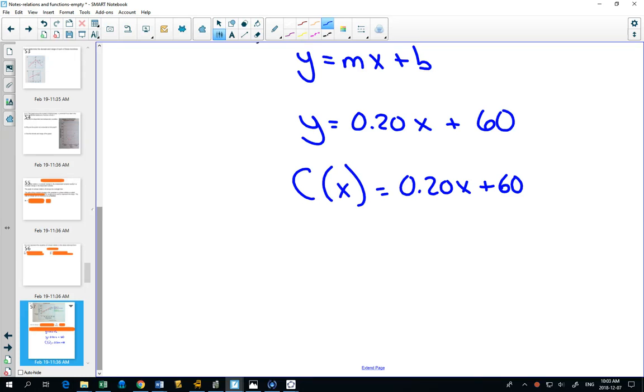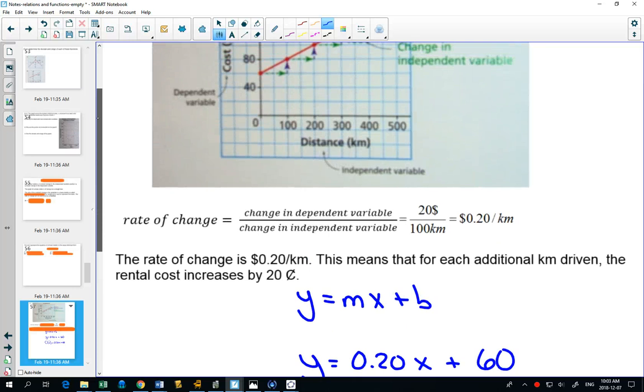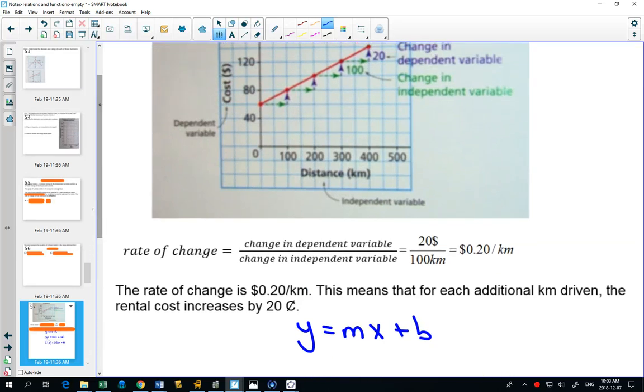Like, for example, how much is it going to cost you to drive 200 kilometers? So we could find that out by looking at our graph. Can you see on your graph that you have a point, 200 kilometers right here? This point is (200, 100). So according to our graph, if you drive 200 kilometers, it should cost you $100.